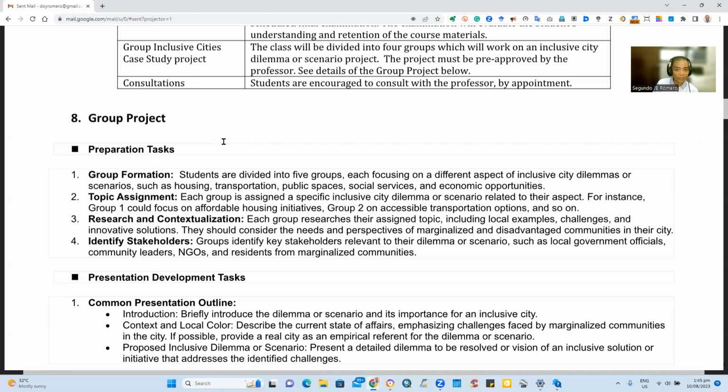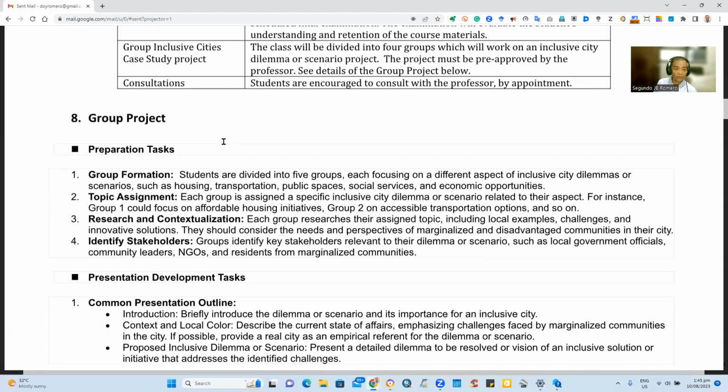Of course, you can also do a dilemma, and then you do a scenario of how you are going to resolve that dilemma. That's also possible. The topic assignments, each group is assigned a specific inclusive city dilemma or scenario related to their assigned aspect. For instance, Group 1 could focus on affordable housing initiatives, Group 2 on accessible transportation options, and so on.